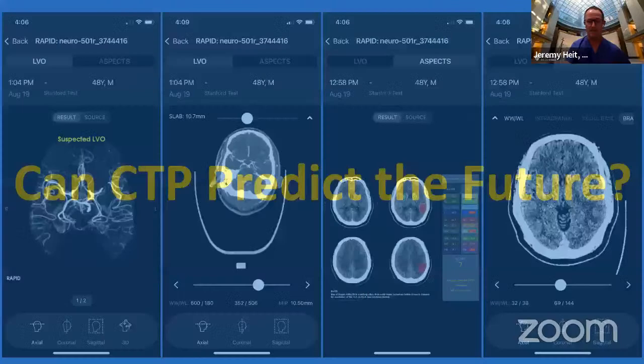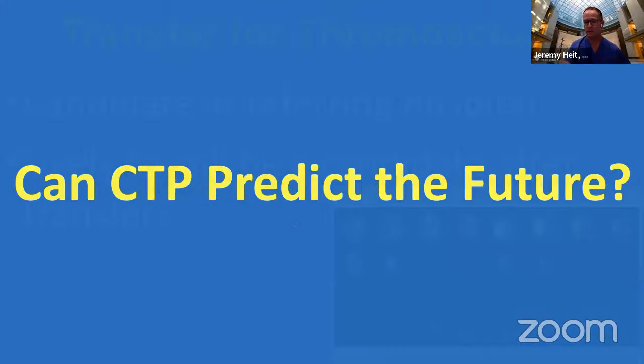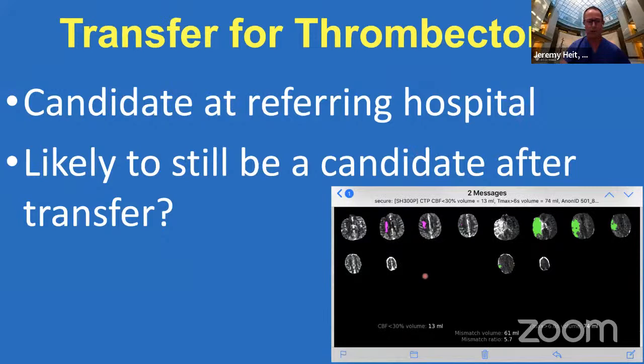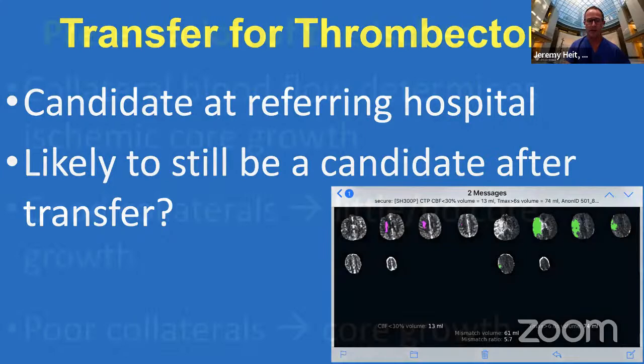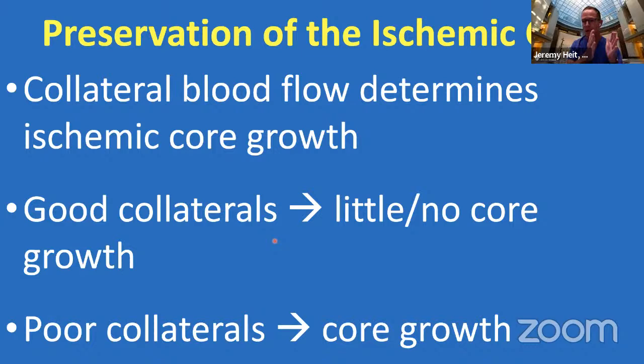Okay, so just a real quick bit on, can CTP predict the future? So what if you see this on your email? This looks like a treatment candidate, but they're a long ways away. Do we think there's still going to be a treatment candidate after we transfer them? How good your collaterals are determine whether your core stays small or whether it grows quickly. And if you've got really good collateral blood flow, your core will stay small. If you've got bad collaterals, your core will grow.